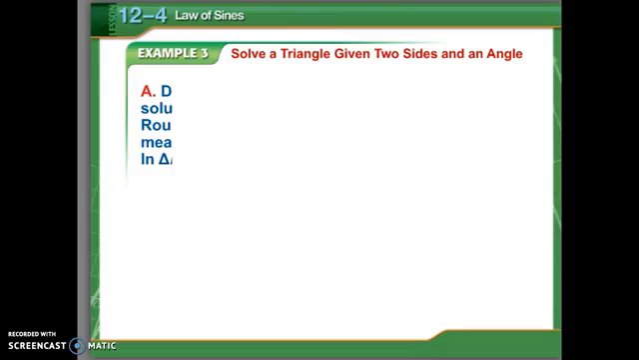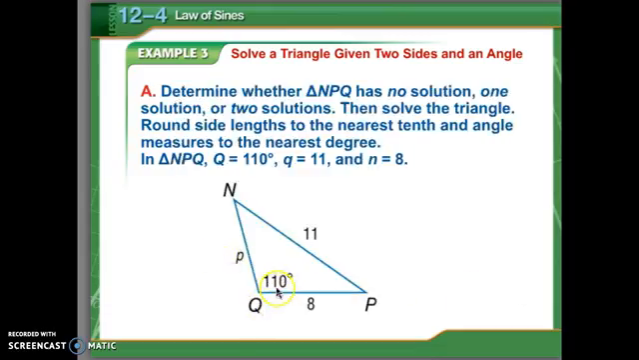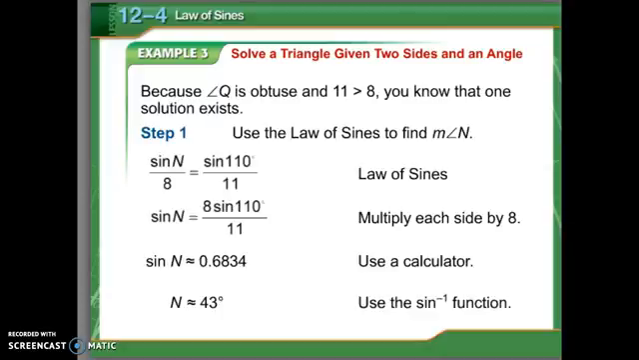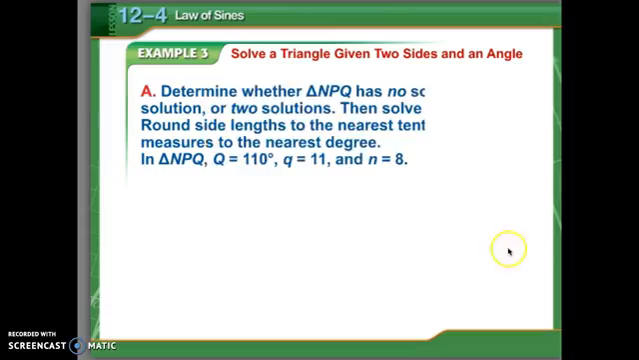So we're looking at angle Q here, because this is the angle that we've been given. Because we're looking at angle Q, and angle Q is obtuse, and side 11 is bigger than side 8, you know that there's only going to be one solution. So we're going to use the law of sines. We know that sine of 110 over 11, those are the angle and the side pair that we were given.